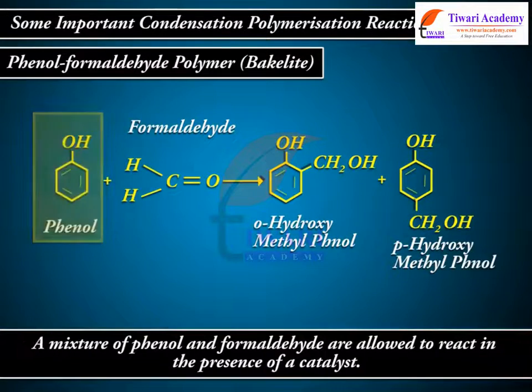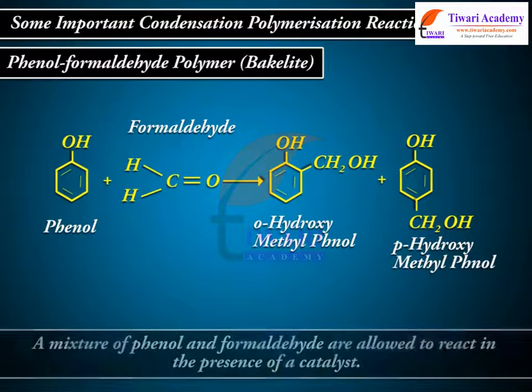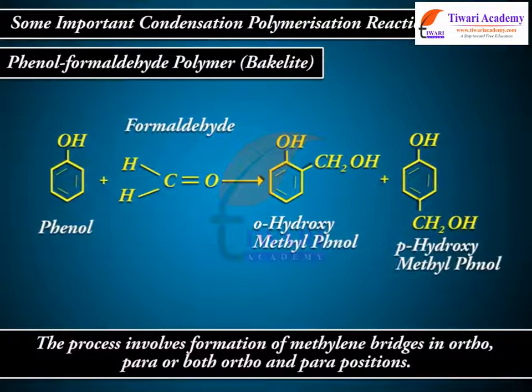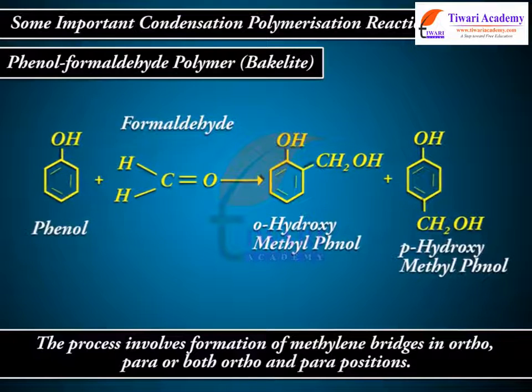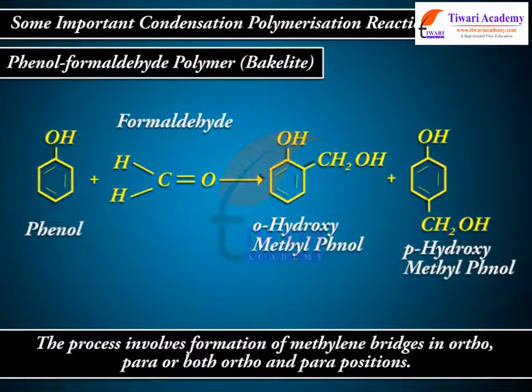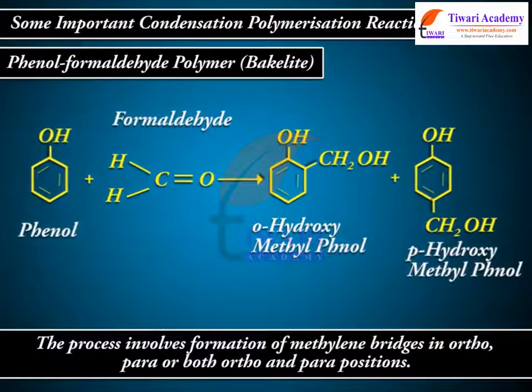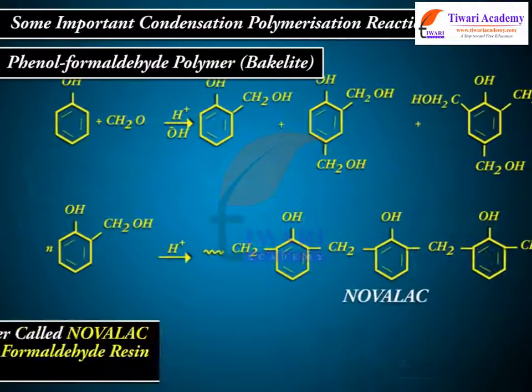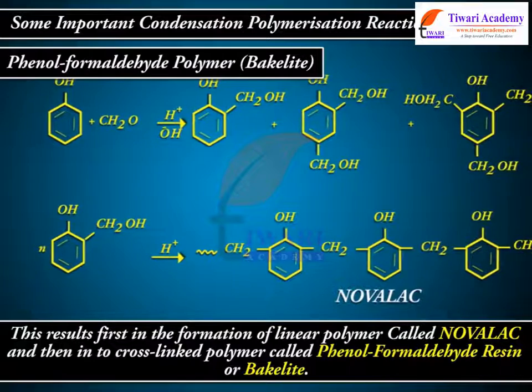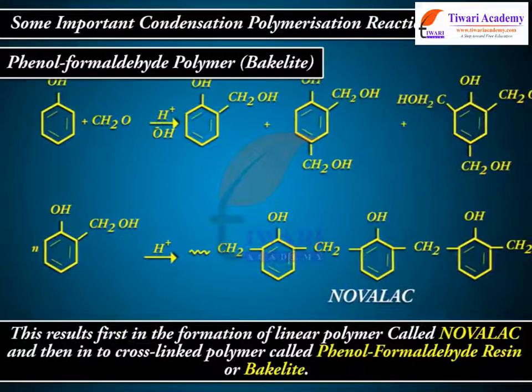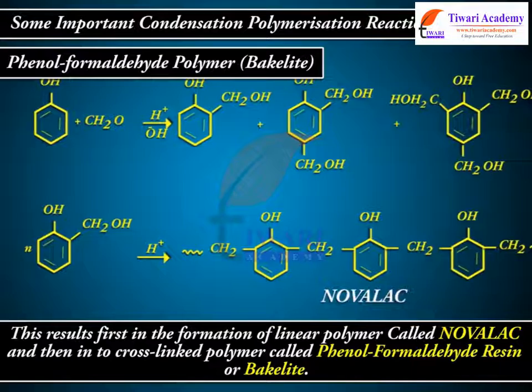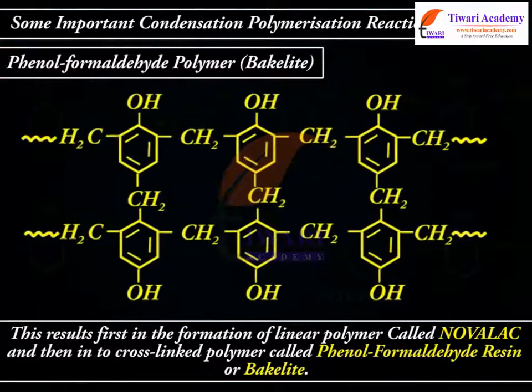A mixture of phenol and formaldehyde are allowed to react in the presence of a catalyst. The process involves formation of methylene bridges in ortho, para, or both ortho and para positions. This results first in the formation of a linear polymer called novolac and then into a cross-linked polymer called phenol formaldehyde resin or bakelite.